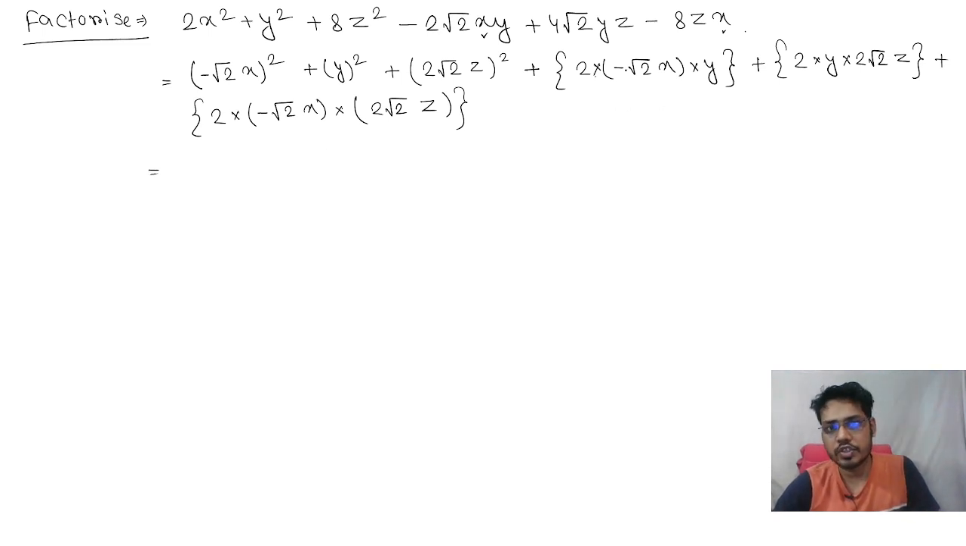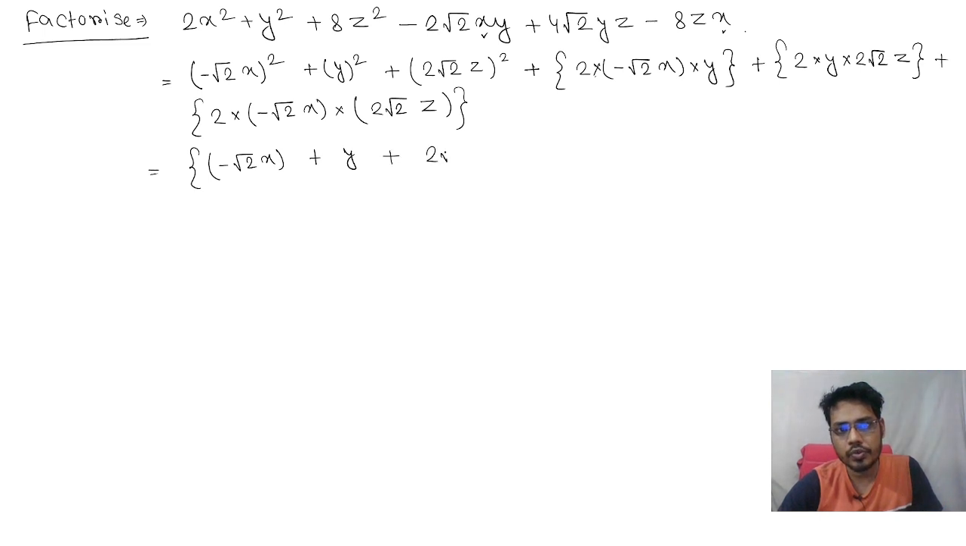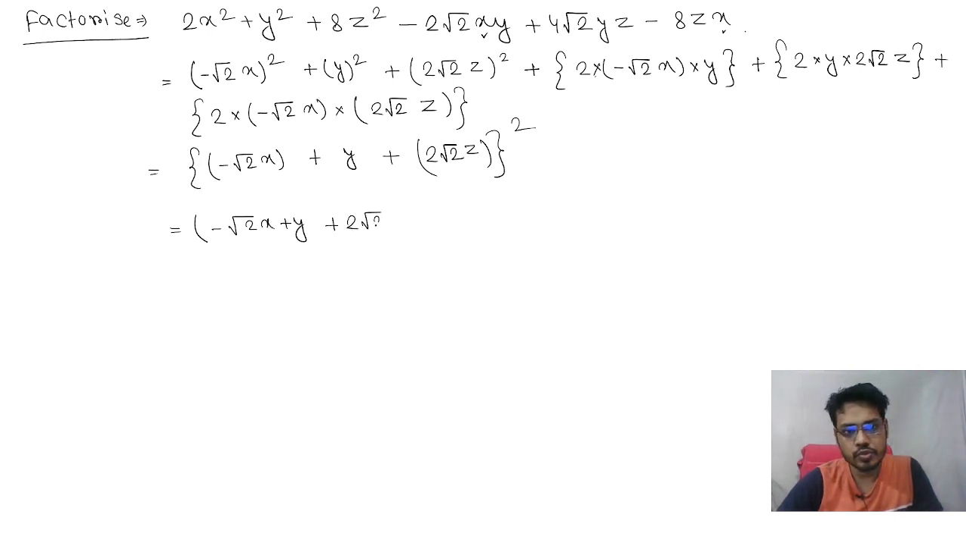Now you can check, that is 2 root 2 xy, that is okay, minus 2 root 2 xy, and this is 4 root 2 yz, okay, then it is minus 8xz. So that means we can say it is minus root 2x is a, b is y, and c is 2 root 2z and its whole square. That means we can say minus root 2x plus y plus 2 root 2 z whole square. That will be the factorized value.